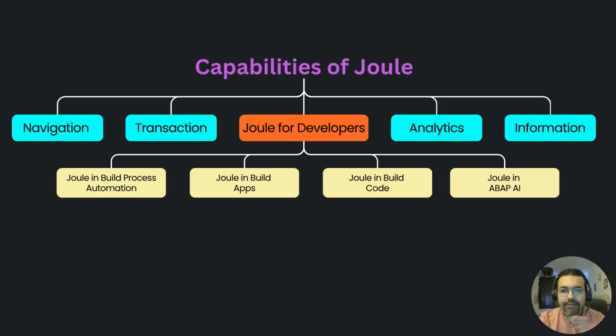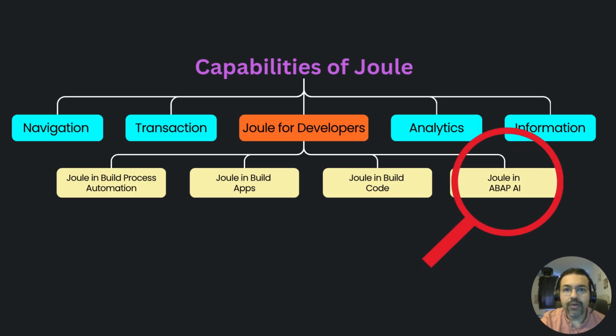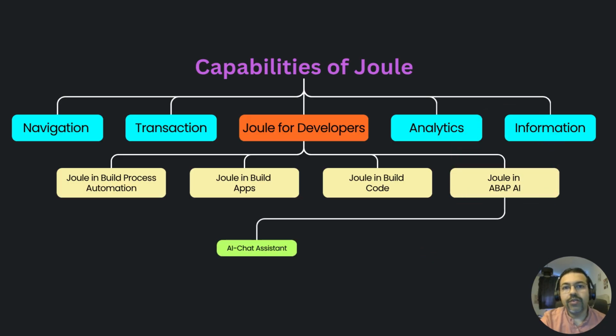Now, these are different capabilities across different products, as you can see. For now, we will be focusing on the ABAP cloud capabilities. The AI capabilities of Joule in ABAP cloud can be further categorized into the following. First is the AI chat assistance. Now, using the Joule chat window, we can ask any ABAP development related questions to Joule. And this chat window is integrated within Eclipse.